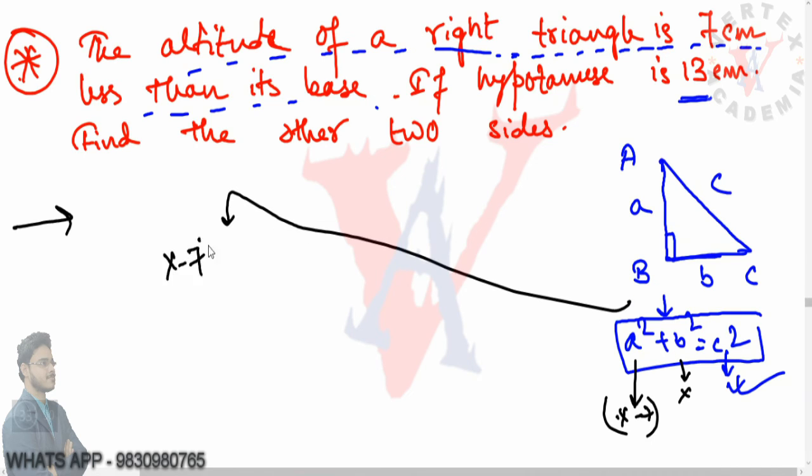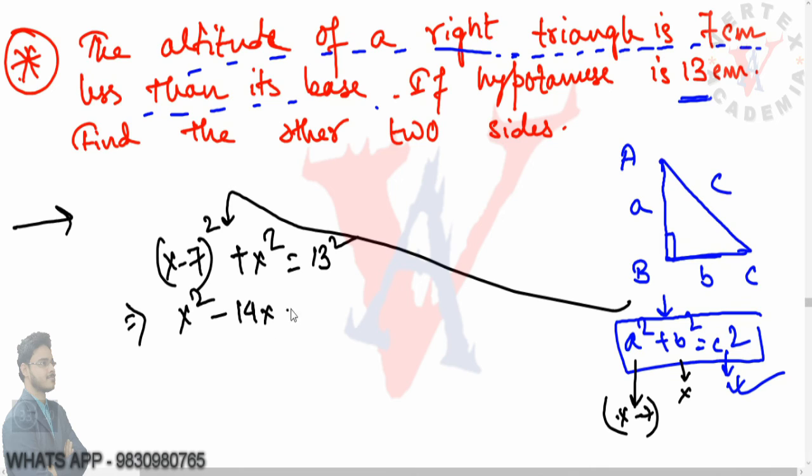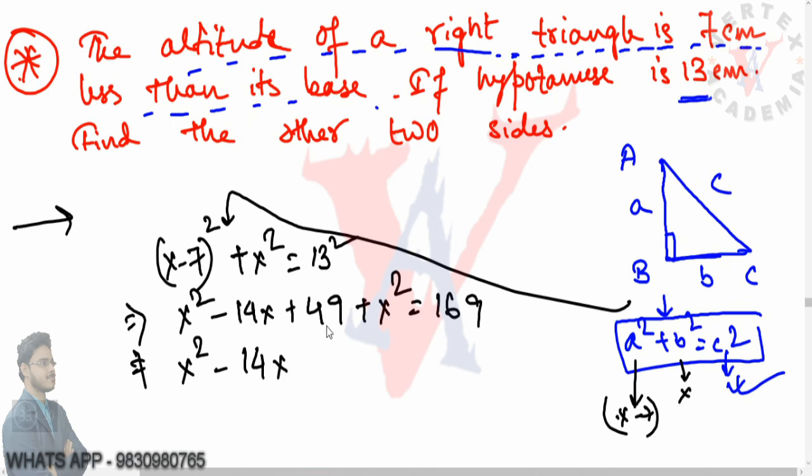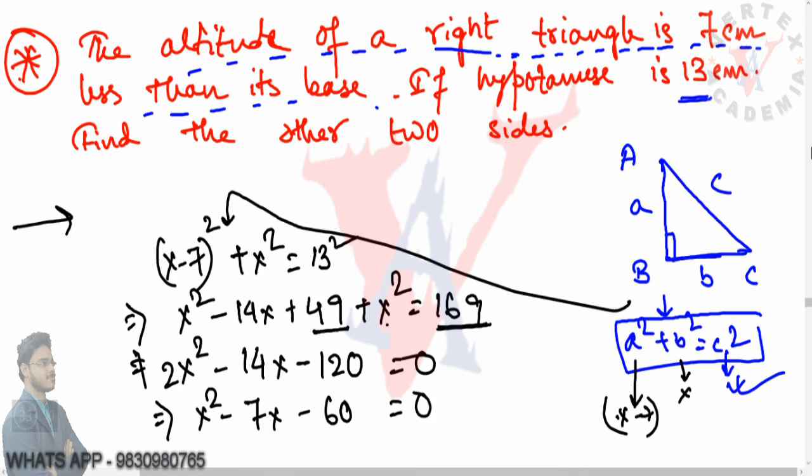So (x minus 7) whole square plus x square equals 13 square. So x square minus 14x plus 49 plus x square equals 169, or what we get is 2x square minus 14x plus 49 minus 169, so this will be minus 120, equals 0. Dividing by 2, this is x square minus 7x minus 60 equals 0.